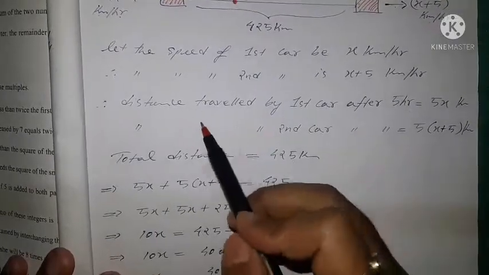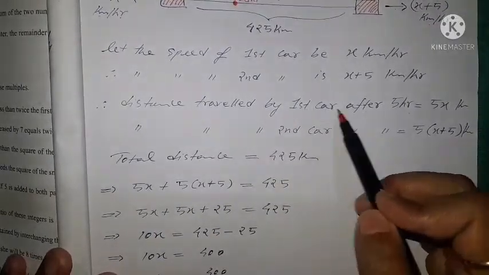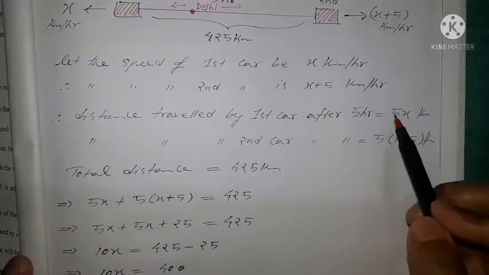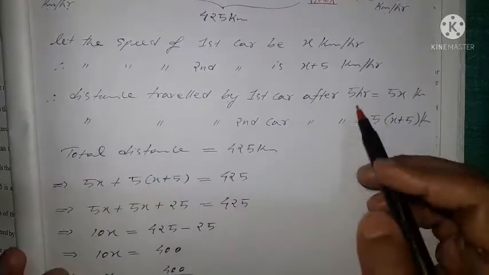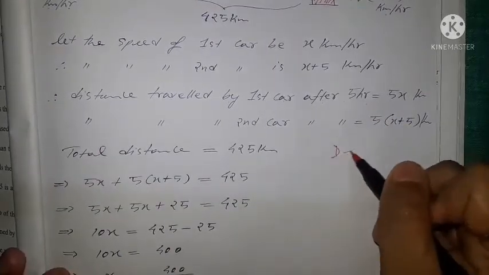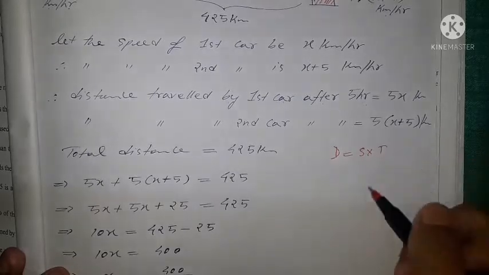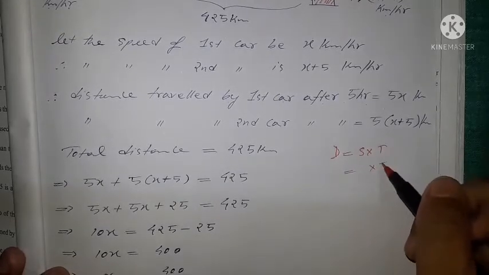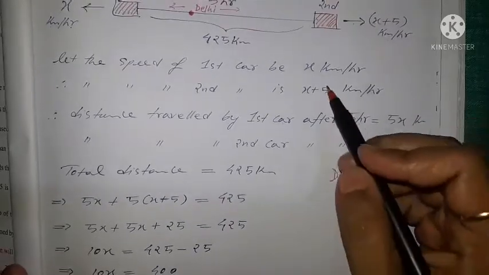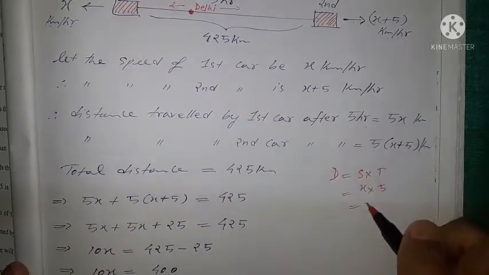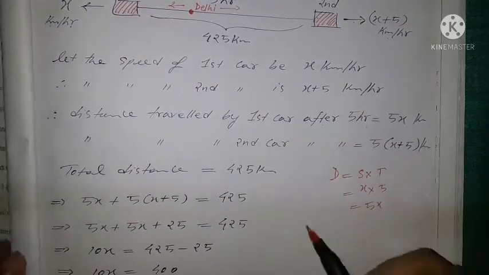So therefore the distance traveled by the first car after 5 hours is 5x. Since we know the formula to find the distance is equal to speed into time. So time is given 5. Speed we have taken as x. So therefore x into 5, that is 5x.